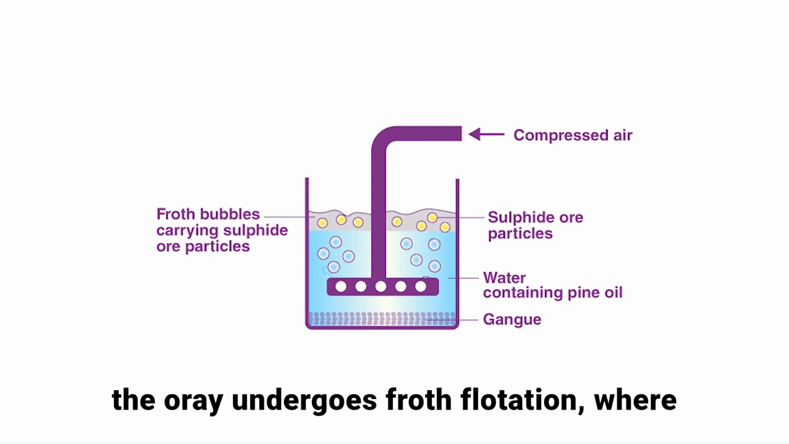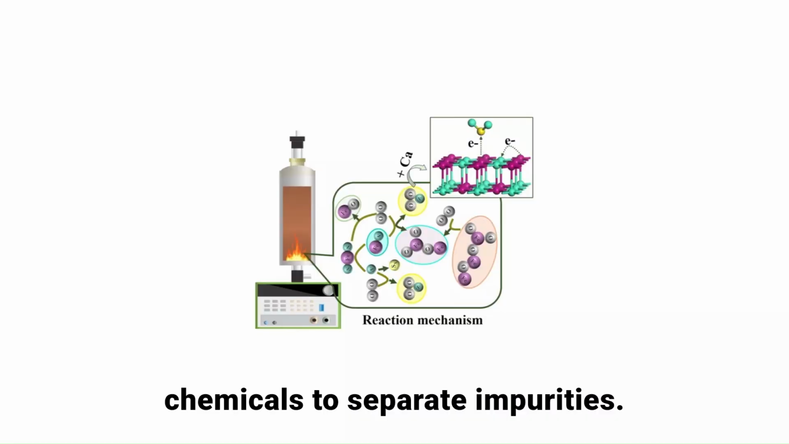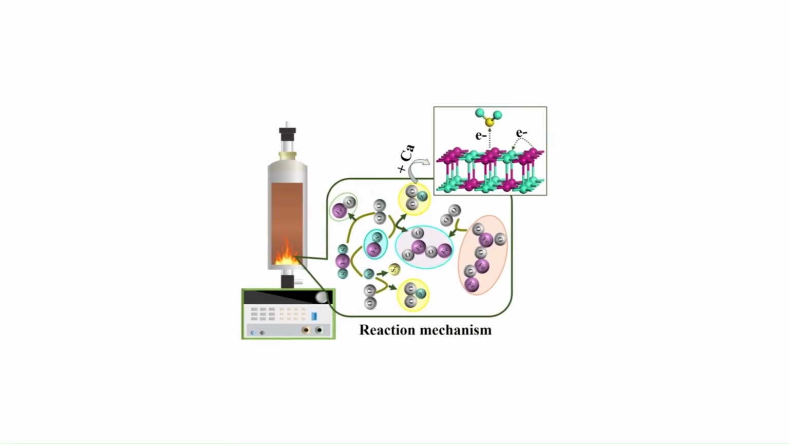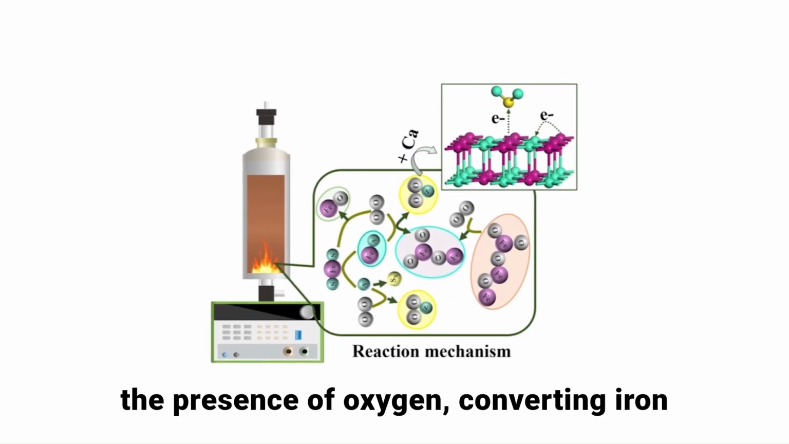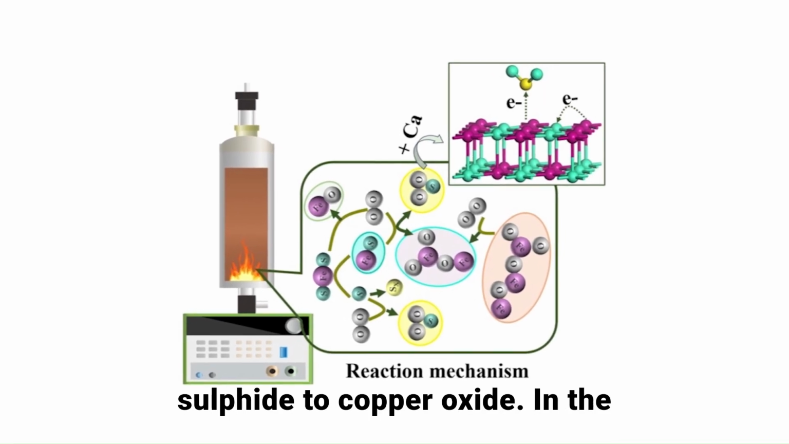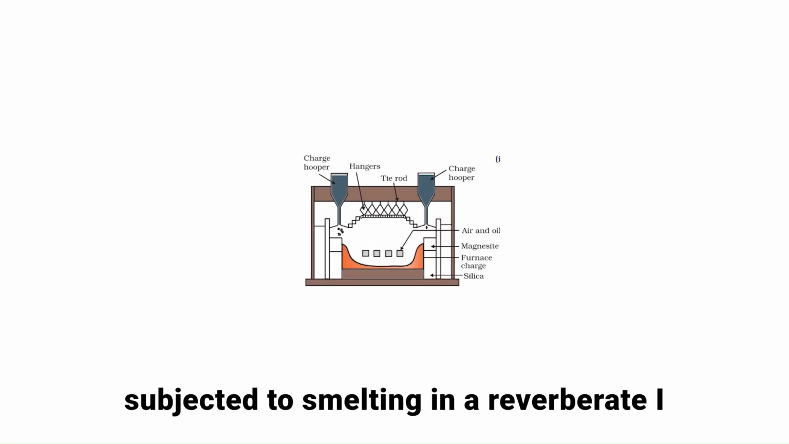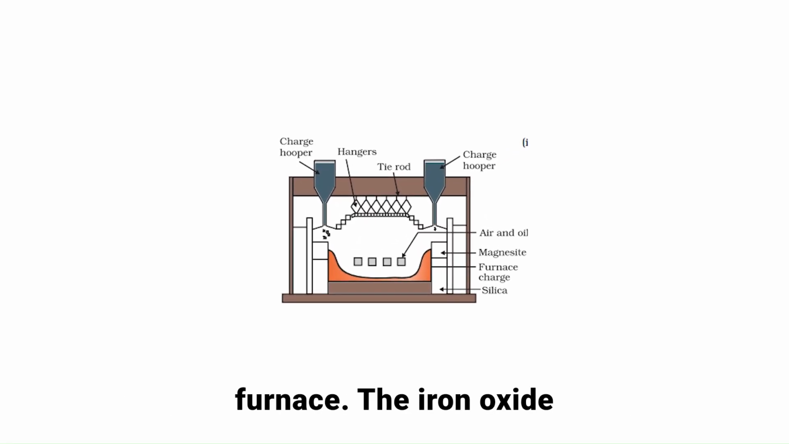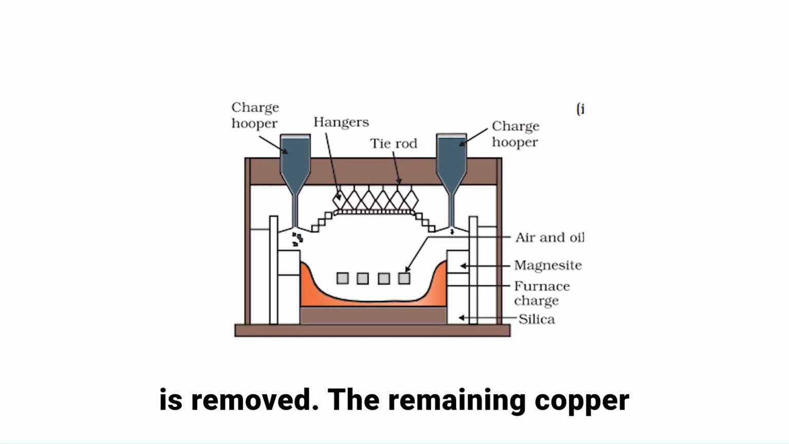Initially, the ore undergoes froth flotation, where crushed ore is mixed with water and chemicals to separate impurities. The concentrated ore is then roasted in the presence of oxygen, converting iron sulfide to iron oxide and copper sulfide to copper oxide. In the next stage, the roasted ore is subjected to smelting in a reverberatory furnace. The iron oxide combines with silica to form slag, which is removed.